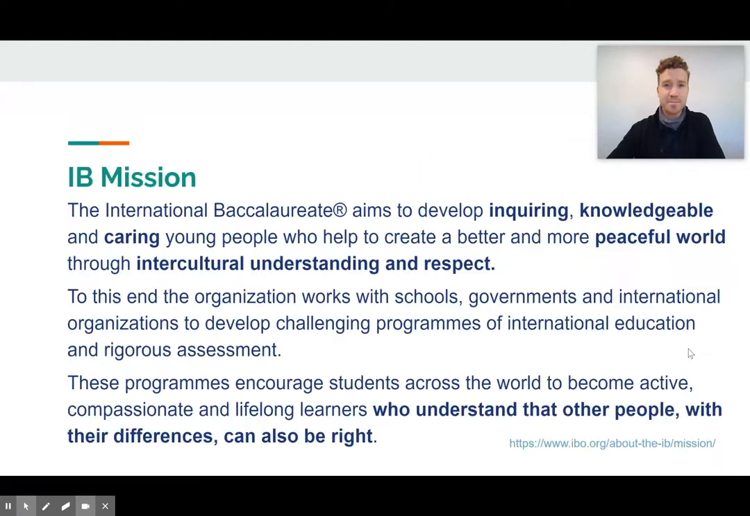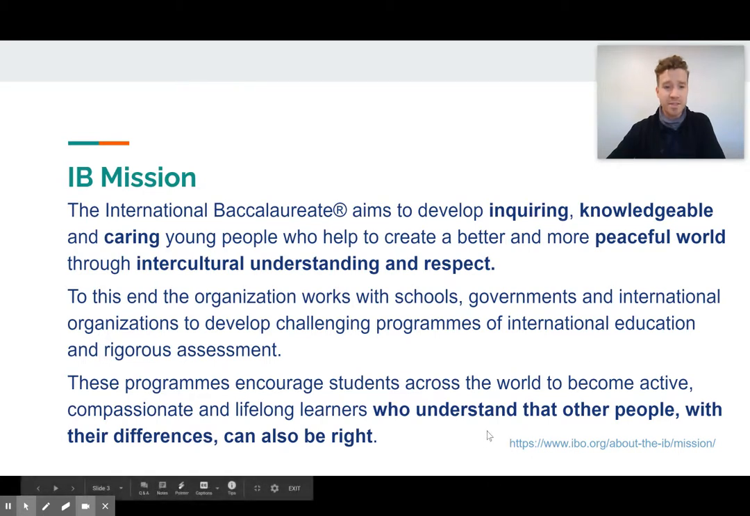What you see in front of you right here is the IB mission statement. I want to draw your attention to some of the bolded terms. The International Baccalaureate aims to develop inquiring, knowledgeable, and caring young people, those who recognize that they are a part of a greater society, a global society, yet feel that they have the confidence and the skills to enact positive change, to bring about a more peaceful world through intercultural understanding and respect.